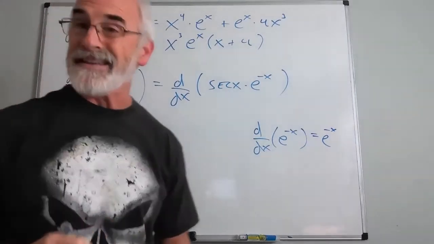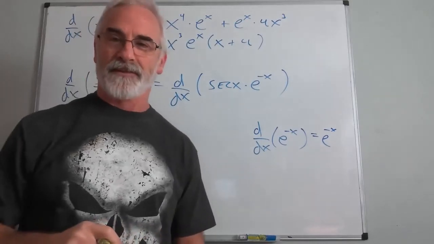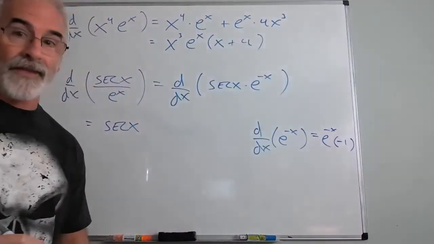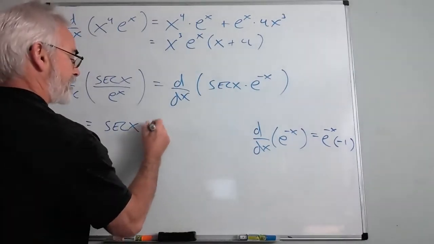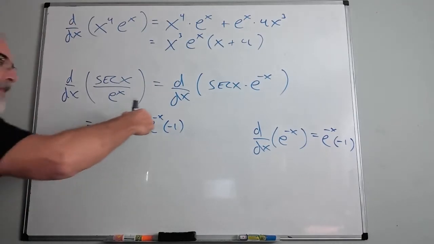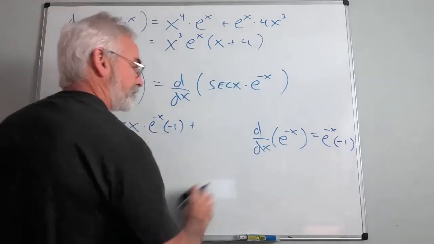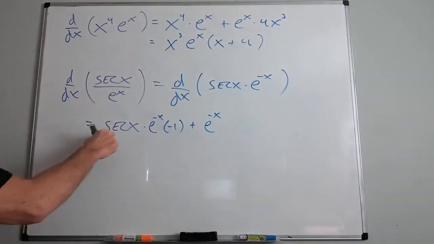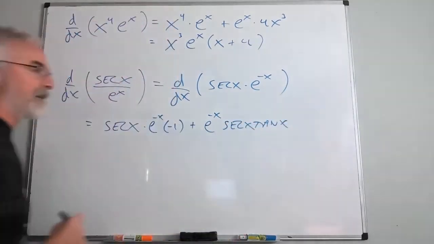What's the derivative of negative x? Anybody? What's the derivative of negative x? -1. And by the way, that -1 is really important. If I lose the -1, then I've changed things. So this would be times e to the -x times -1. That's all I got to remember is, oh, that's not an x, that's a multiple of x. So I need the chain rule factor, plus e to the -x times the derivative of the secant function, which is secant of x tan of x.